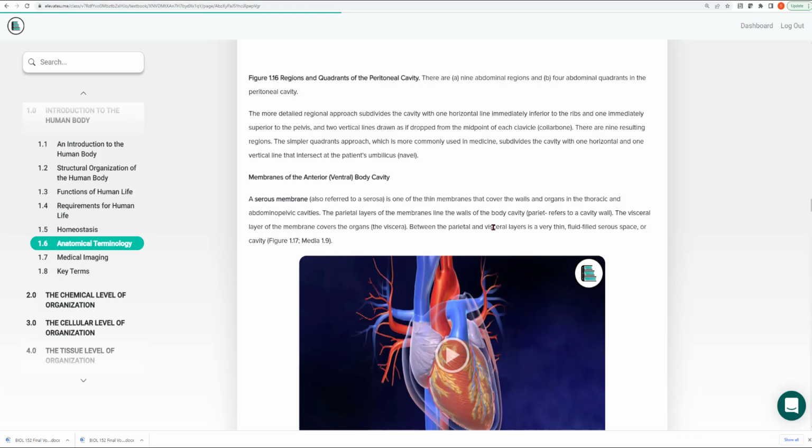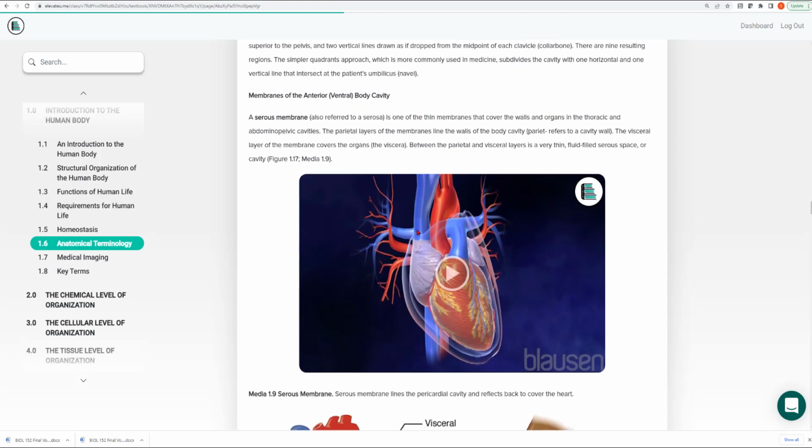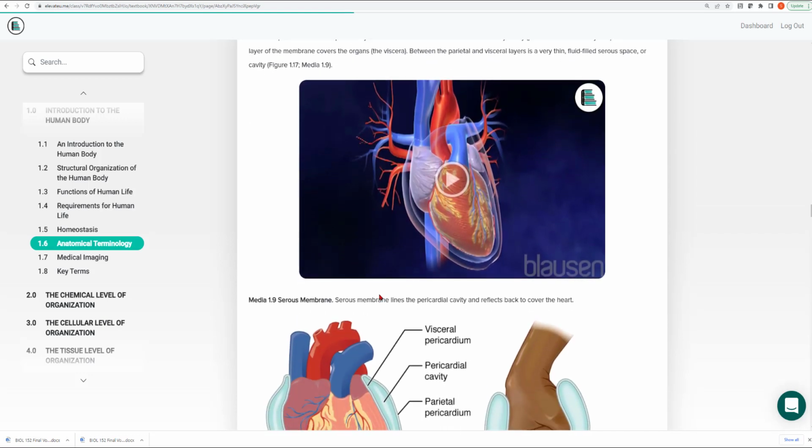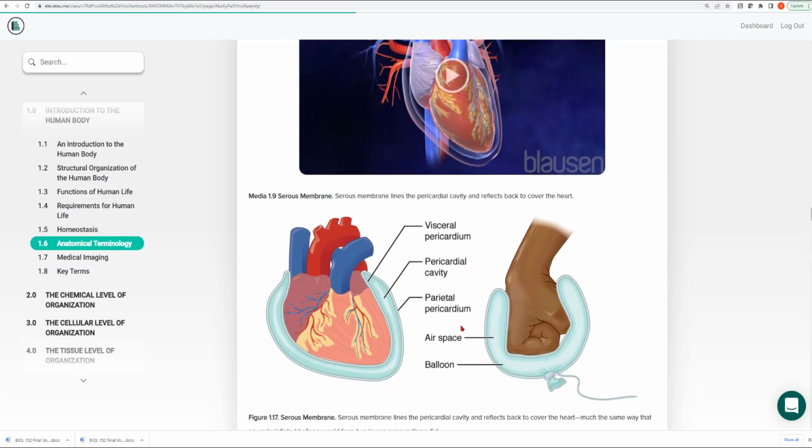So let's start off with the first one. This is the one that goes around your heart, okay? The one that goes around your heart is called the pericardium. The pericardium, or the pericardial sac, that surrounds the heart. The video describes this to you, as does this picture.